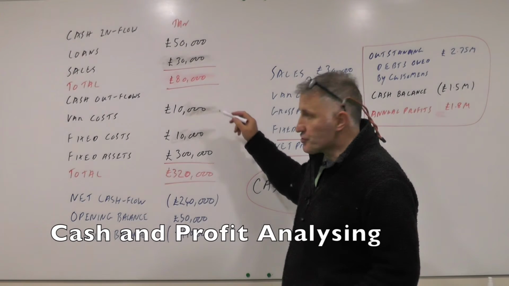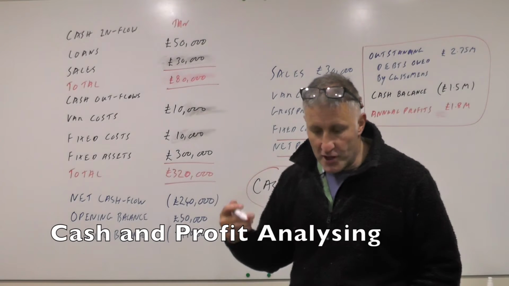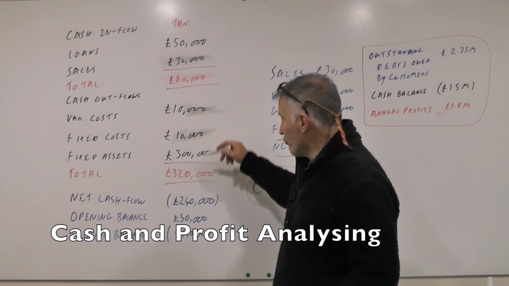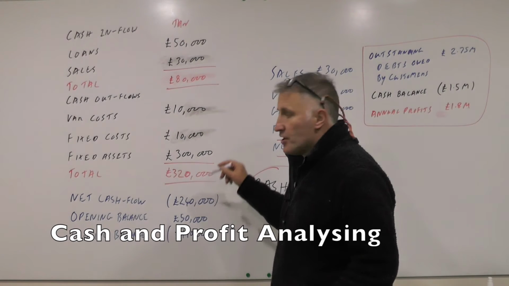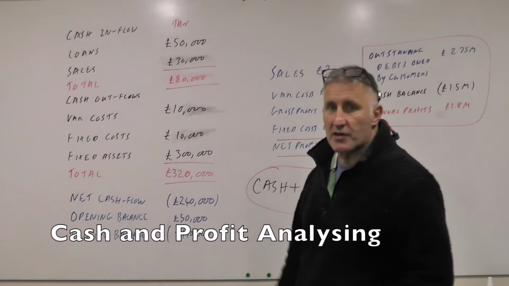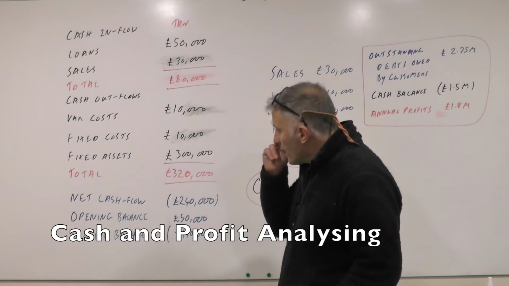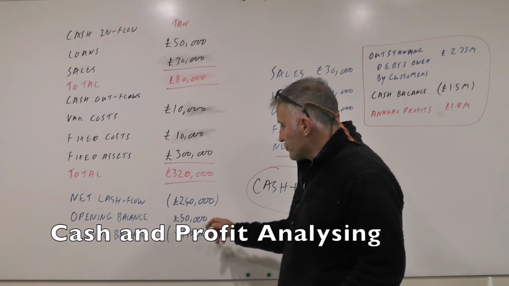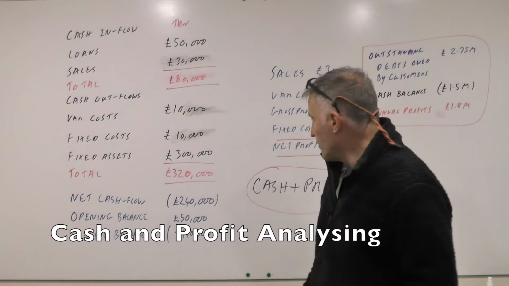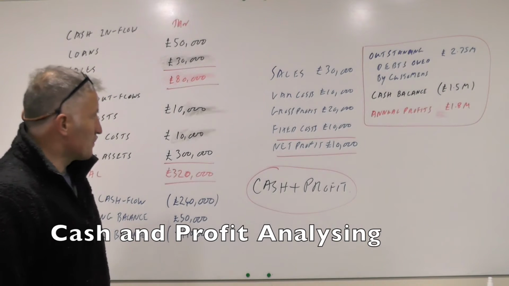The variable costs are 10,000 quid, the fixed costs are 10,000 quid. The fixed assets though, they've gone out and they spent £300,000 on that business. So that's money that has gone out, so overall £320,000 has gone out. So therefore their net cash flow that month is minus 240,000 quid, which we put into brackets. So we've got minus 240,000 quid here. They've got an opening balance, they've got £50,000 cash. So at the end of the month, they've got minus 190,000 pounds in their account. So quite clearly they need an overdraft or a bank loan.